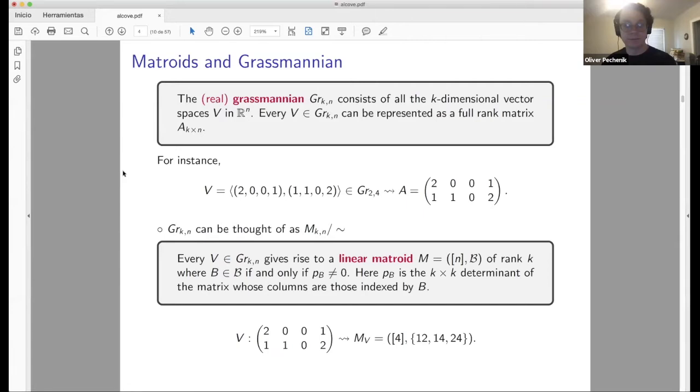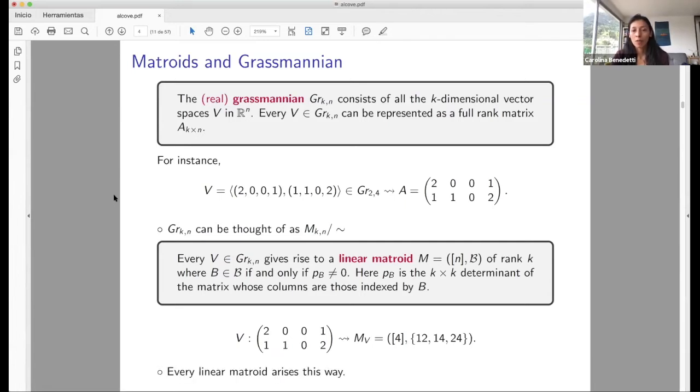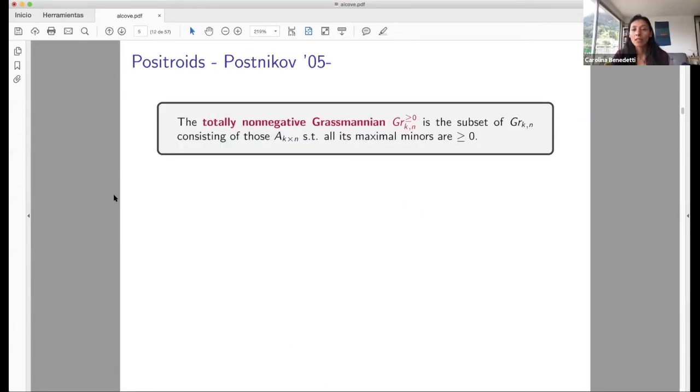If you have not seen what matroids are before, it suffices to think of vector spaces as we are doing here today, but this is an object that I encourage you to learn about. Okay, so as I said, we're going to care only about linear matroids, and positroids are a subset of these linear matroids.